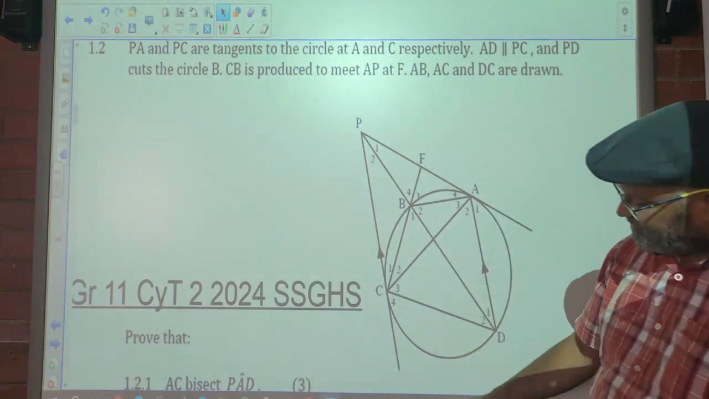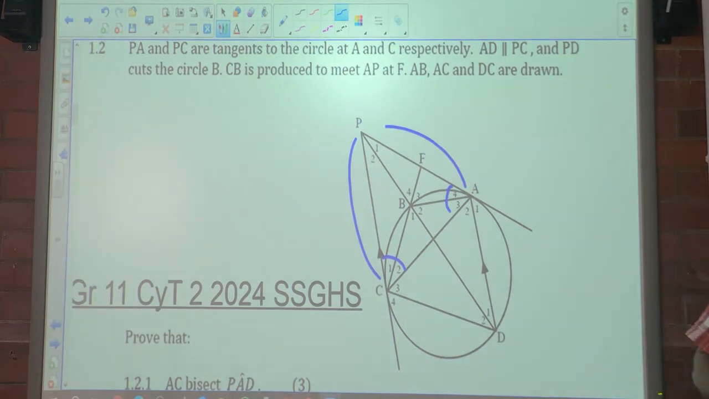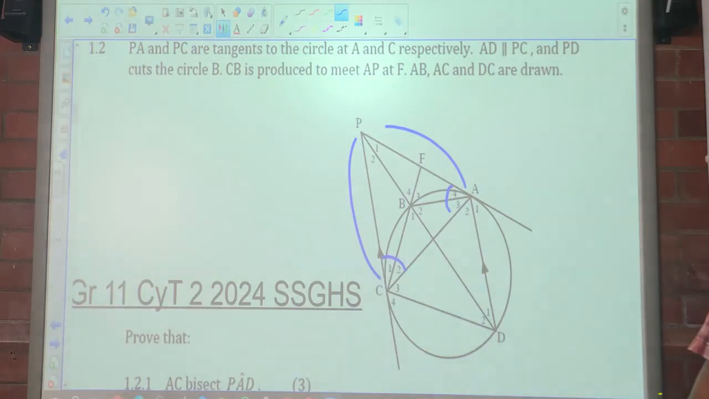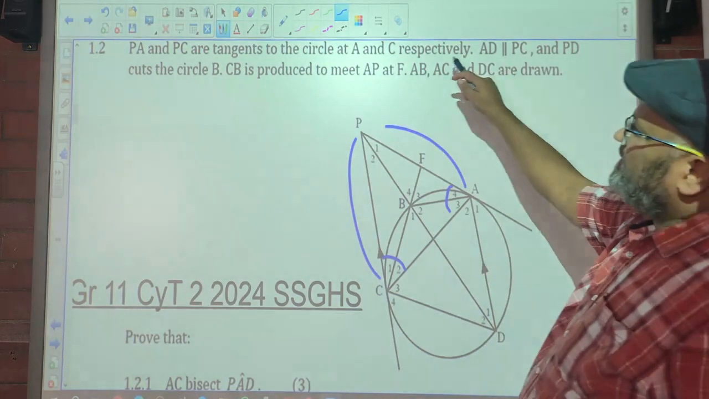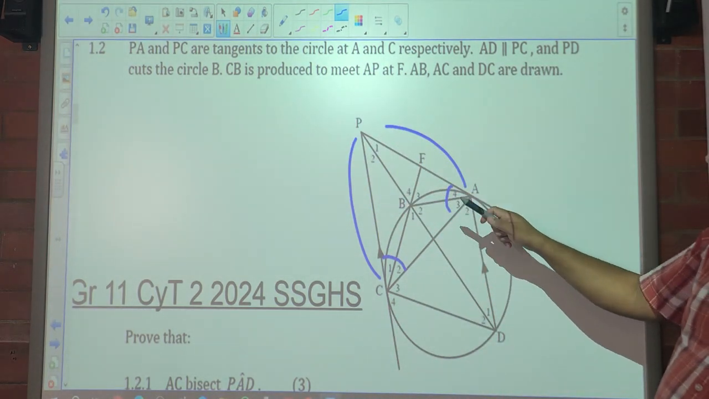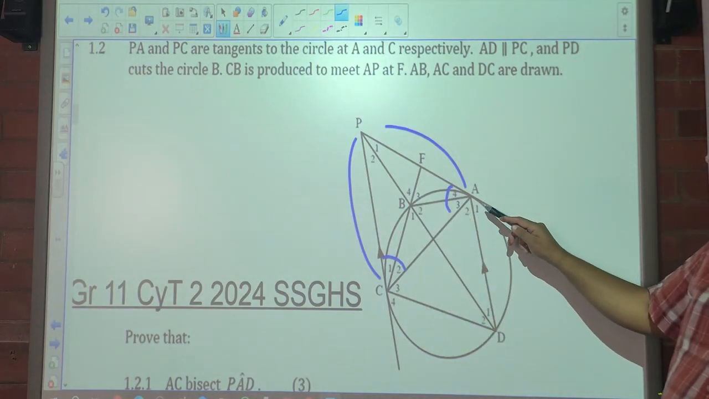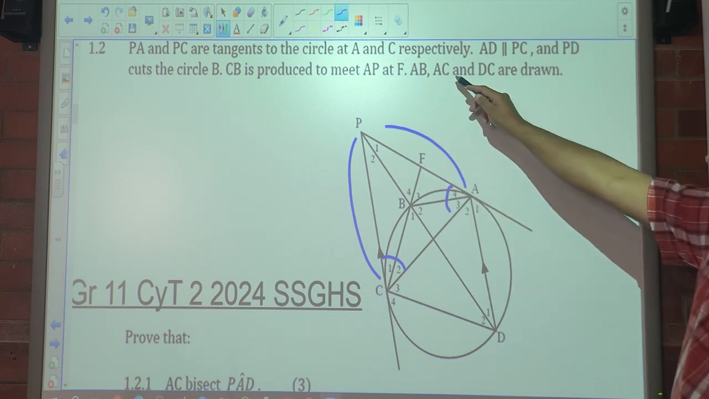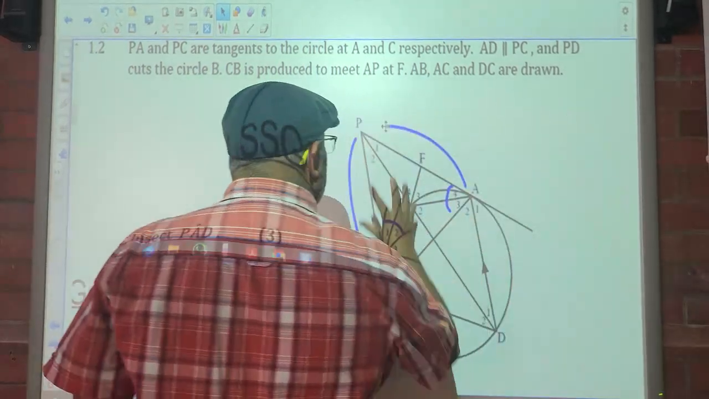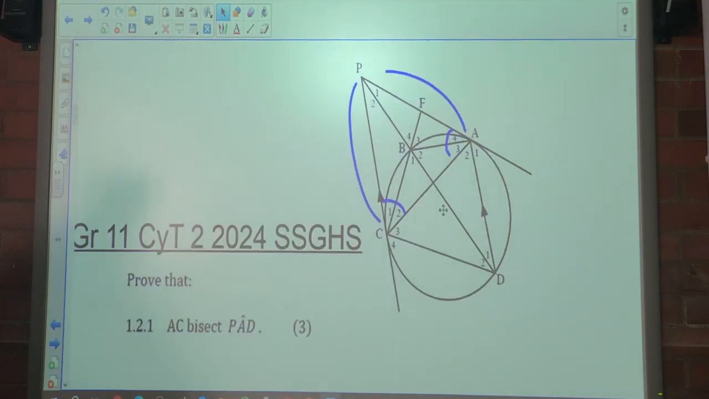Then we are told if both of these are tangents, then that angle is equal to that angle. Why? Tangents from a common point, and then angles opposite equal sides. Then we are told that CB is produced to meet AP at F. AB and AC and DC are drawn. So that information, in blue, is what we need to retain. Everything else is on the diagram.